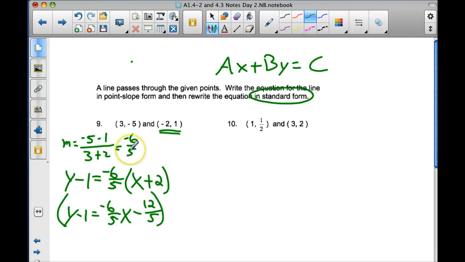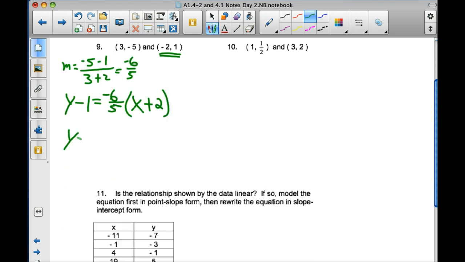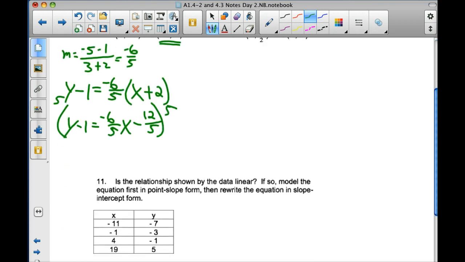Quick check. What are we going to multiply through by to clear fractions? 5. Excellent answer, Audrey. We're going to multiply everything by 5. Take the time to do that, please, people. How many people got 5y minus 5 equals negative 6x minus 12? Did I do that right? 100%. Sweet. You guys are at the point where you can kill 2 birds with 1 stone.